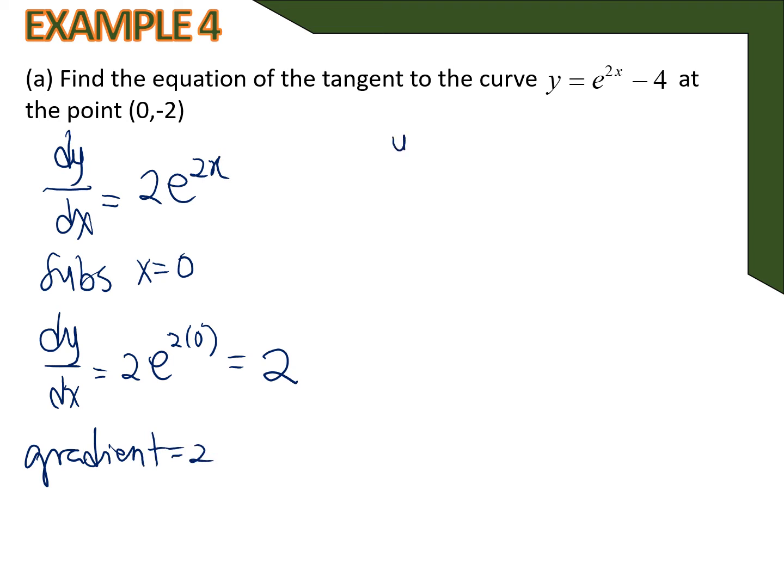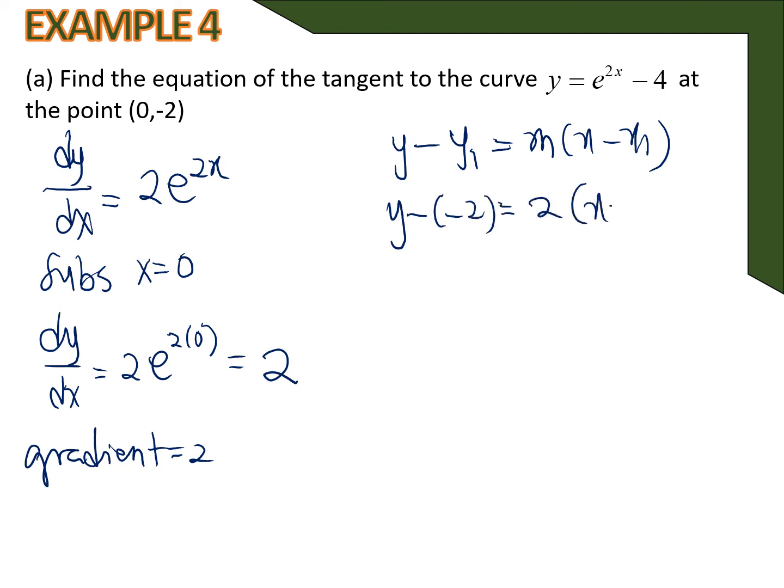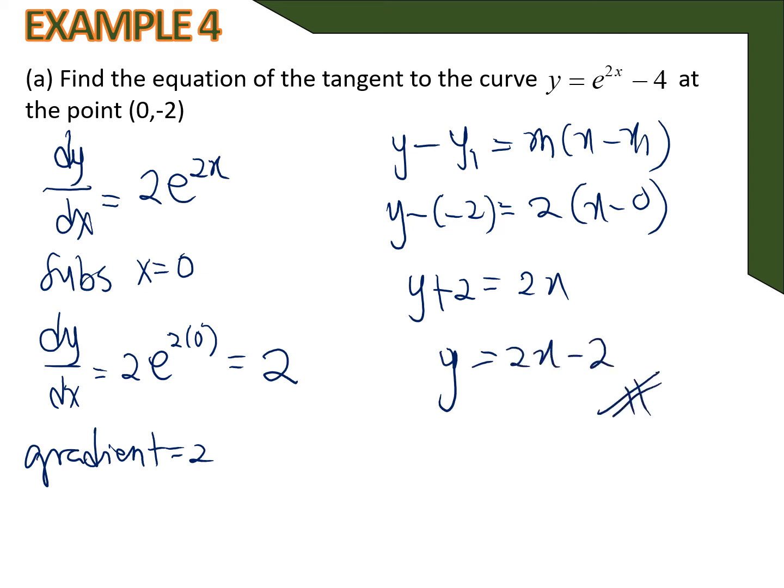Using y minus y1 equals m(x minus x1), we substitute y minus negative 2 equals m, which is 2, times x minus 0. So we will have y plus 2 equals 2x, and y equals 2x minus 2. So this is the equation of our tangent.